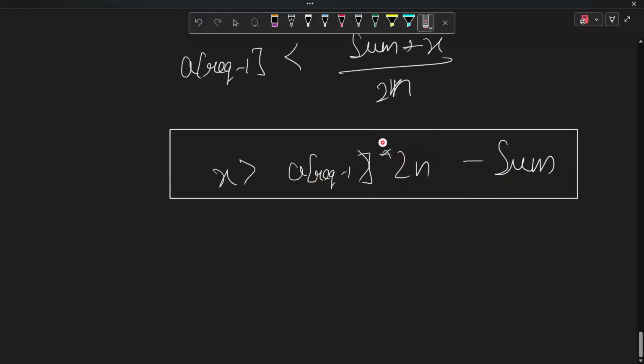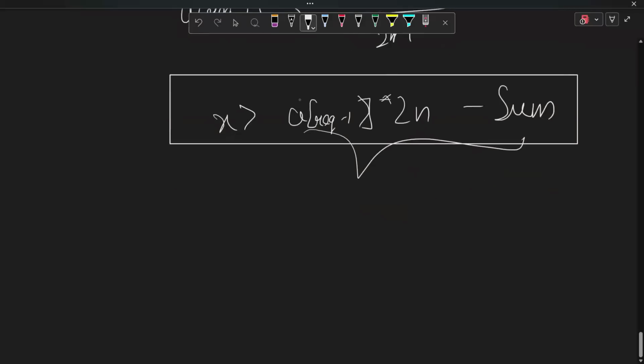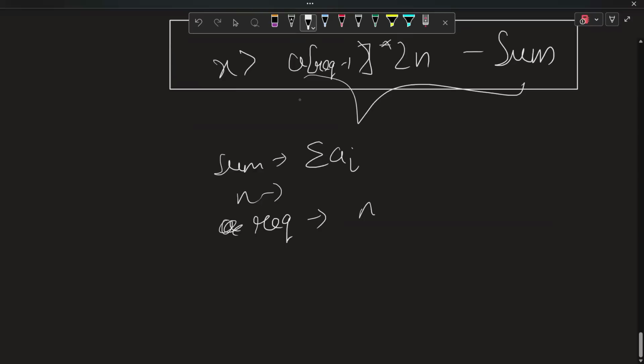So what are these terms? So basically, this is your final answer. This thing is the minimum x that you need. Where your sum is the sum of your initial array, which you can get, and n is the size of the array, which is already given, and this required is what you need to find. So a of required minus this can be in odd even case, you can write it n plus 1. Okay, so just find this.